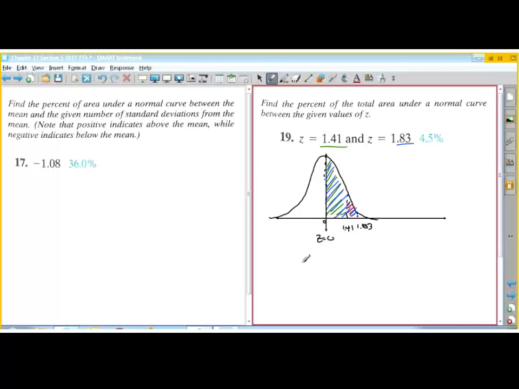So look up on your table: what is the area associated with z equals 1.41, and what is the area associated with z equals 1.83? I'm going to ask Harmony online to give me the answer. Hopefully she has her book. What is the area associated with the z-score of 1.41?